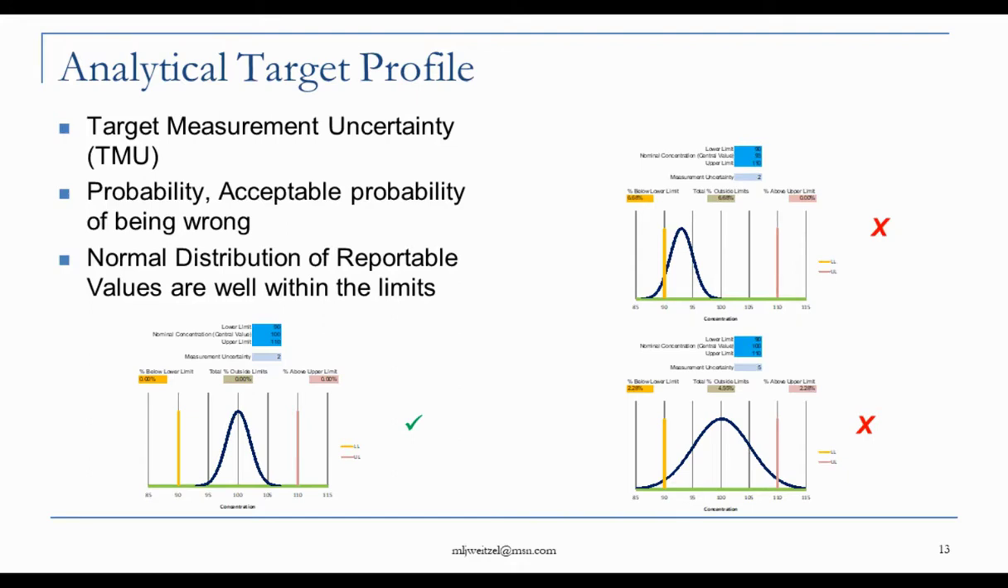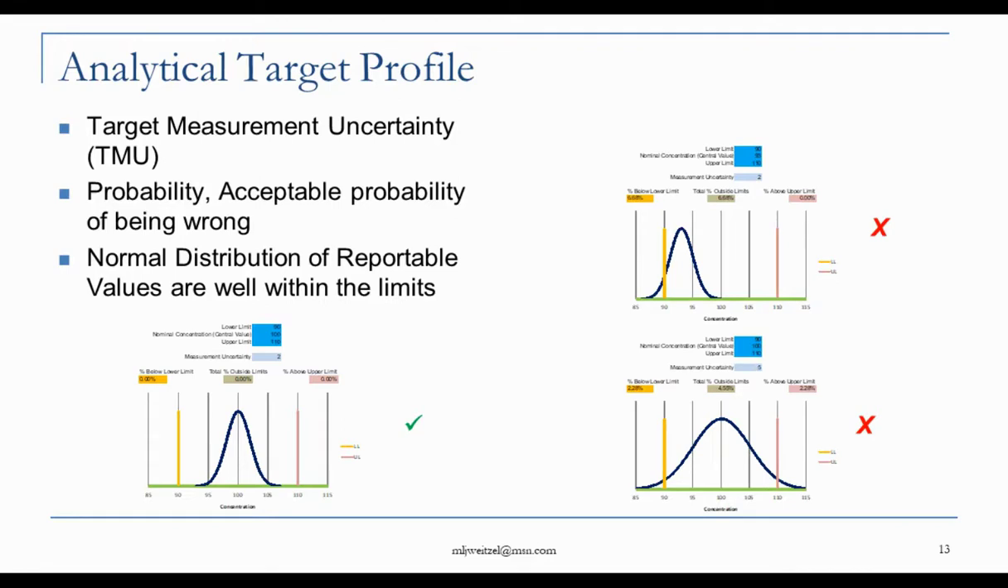So, you know, risk analysis, as you worked with it, is all really around probability. How do you define a risk? How do you quantify it? It's through probability. And the ATP provides you the acceptable probability of being wrong. So as long as your method is smaller than that, you're okay. It's fit for use. Now, these three little pictures on this slide represent the normal distribution of reportable values.